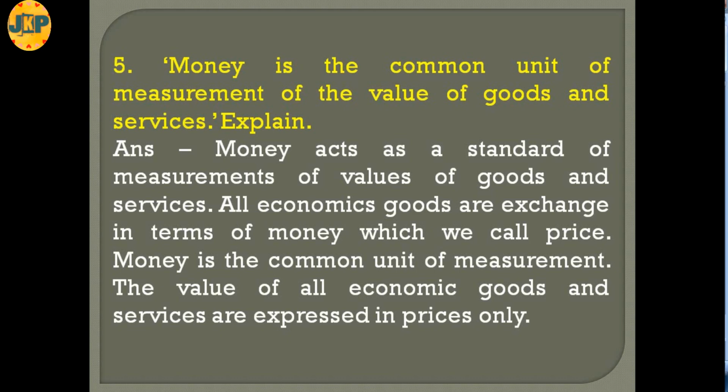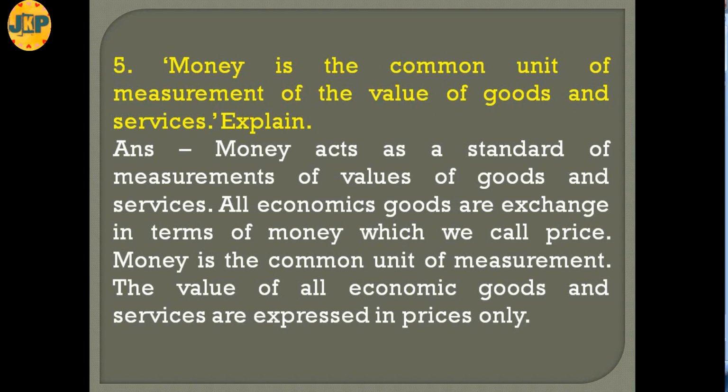So if you see the first line, it is written, money acts as a standard of measurement of values of goods and services. So whatever goods and services are available in the markets, every item has its own price. Whatever economic goods are there in the market, if we want to purchase that one, if we want to exchange that good, then what do we have to pay? We have to pay money. So we can say that money is the common unit of measurement.